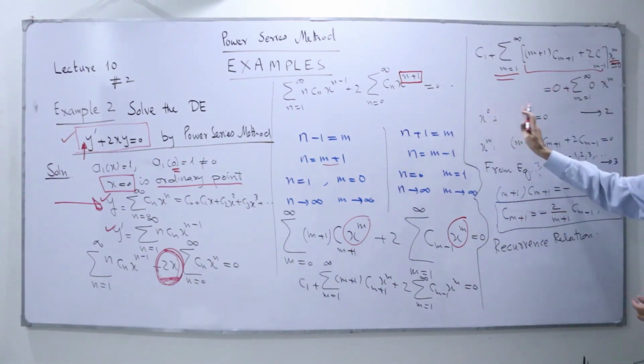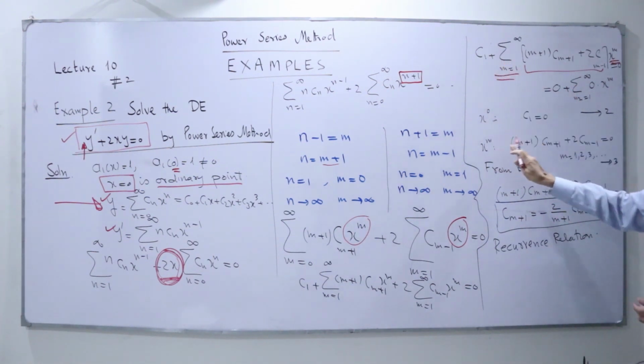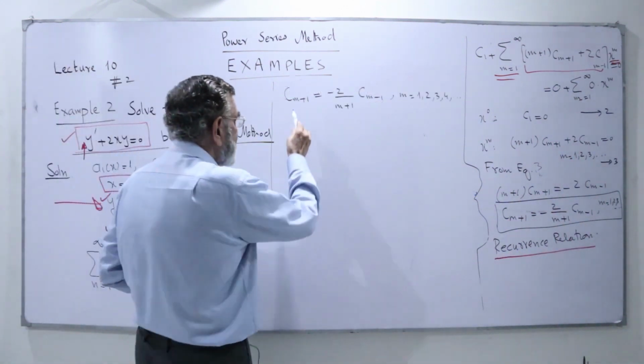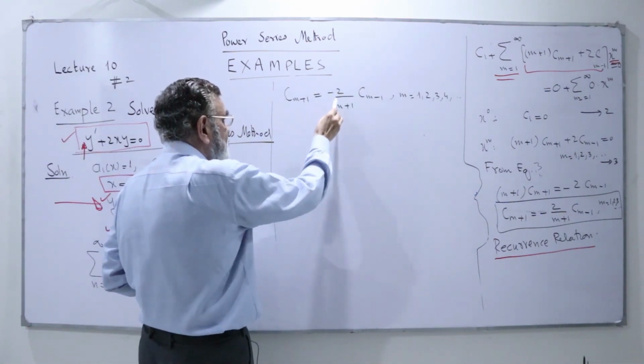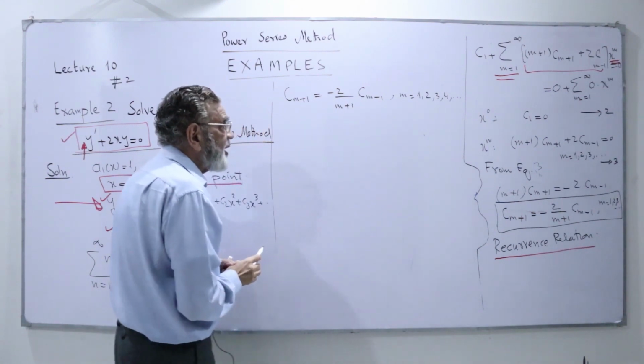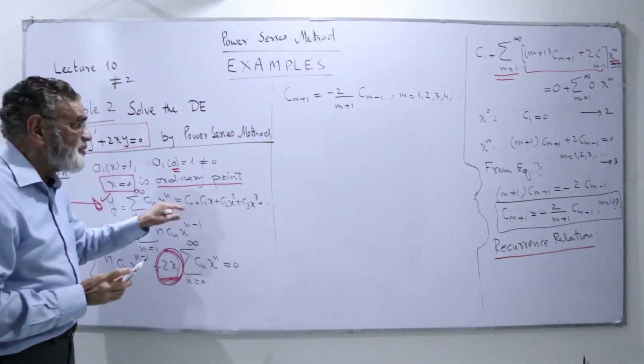So we compare the coefficients. The coefficient of x to the power 0 is equal to 0, so c1 equals 0. Comparing the coefficient, the other side is 0, so this is equal to 0. We rewrite this one; this is my recursion relation, and onward I'm going to discuss it. The recursion relation is c(m+1) equals minus 2 over (m+1) times c(m) minus 2 over (m+1) times c(m-1), for m from 1 to infinity. We try to find the values of c1, c2, c3 in terms of c0.